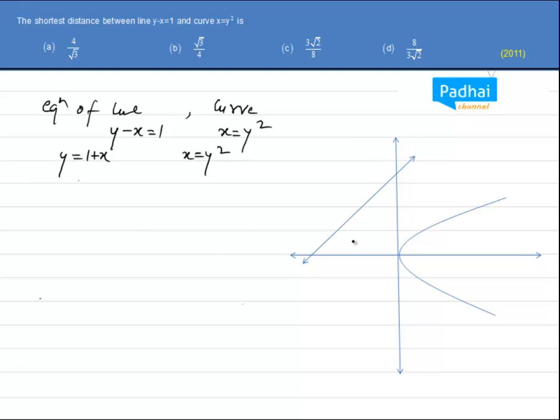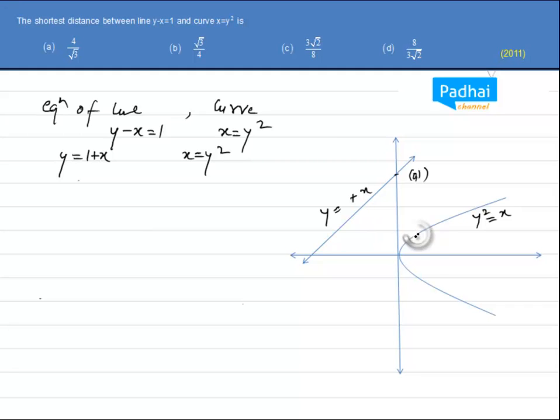Okay, so I have drawn two curves here. It is y equals 1 plus x. This point is basically (1, 0, 1), and this is the curve y square equals x, or you can say x equals y square. So what I'll do is find the perpendicular distance between this line and a point on the curve at which, if I draw a tangent, the slope will be equal to that of this line, so that I can find the perpendicular distance between this curve and this line.